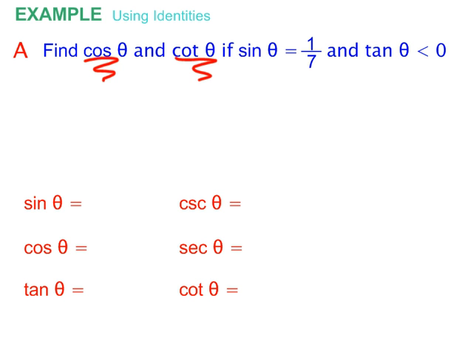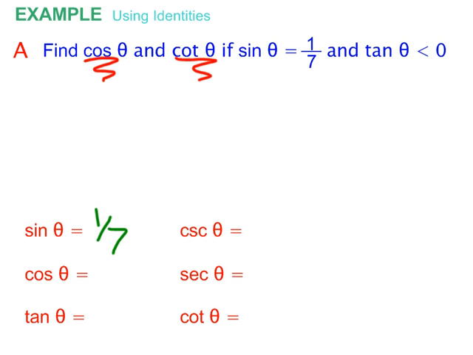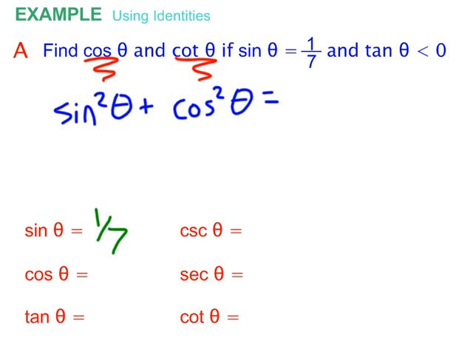All right, so let's fill in what we know. We know sine of theta is 1/7. That was given to us. So what do we do from here? I'm not given any of the others. Well, I'm going to think of my first Pythagorean identity. My first Pythagorean identity tells me that sine squared of theta plus cosine squared of theta equals 1, right? So let's plug in that value of sine that we are given and use it to figure out cosine.